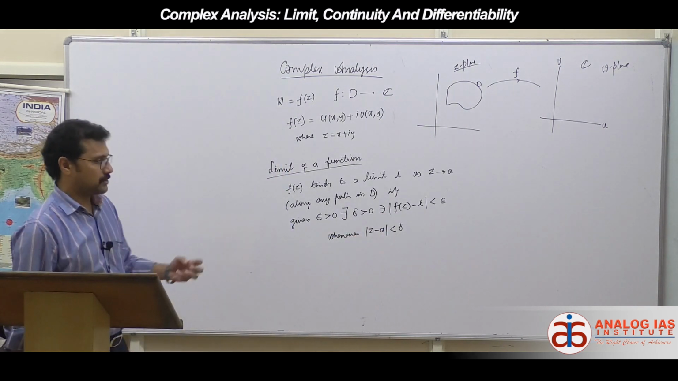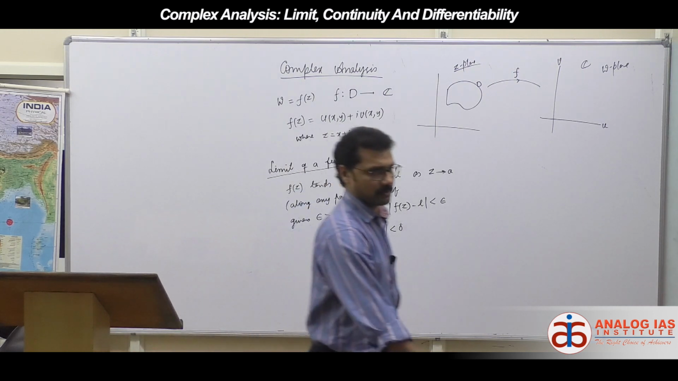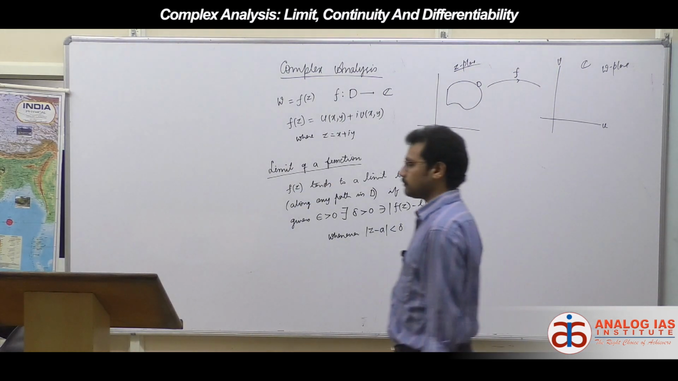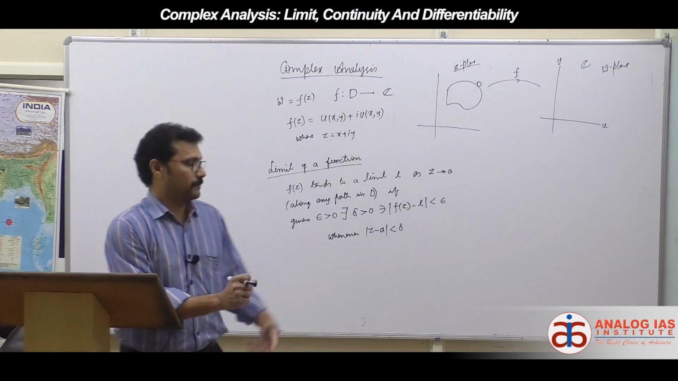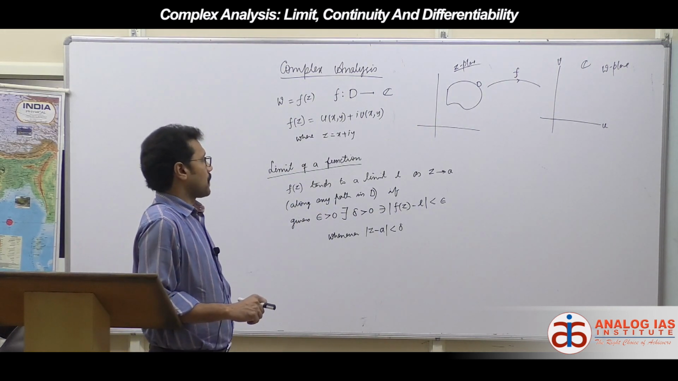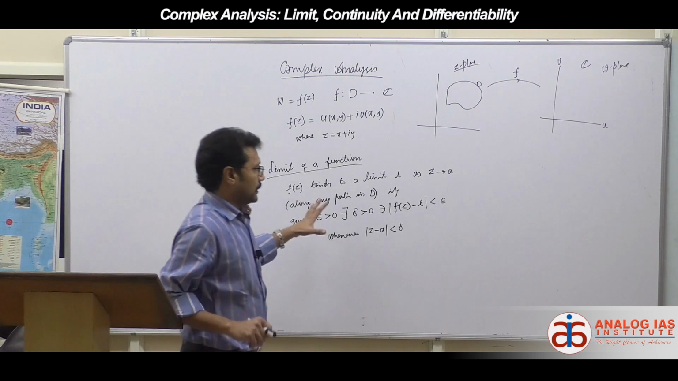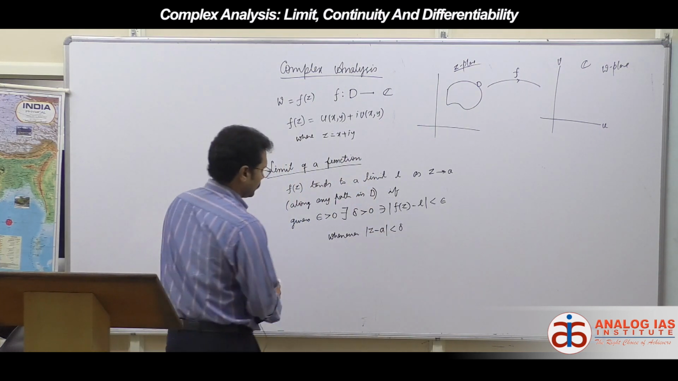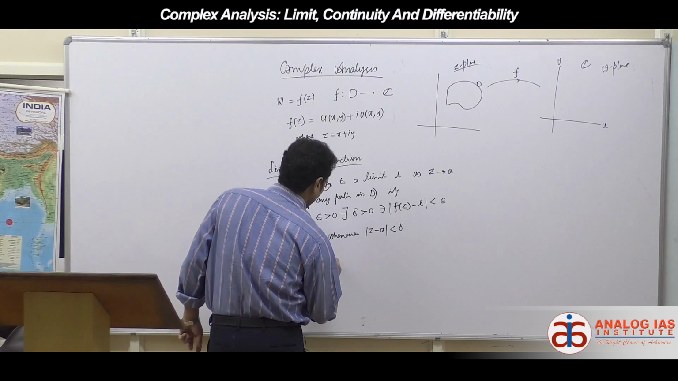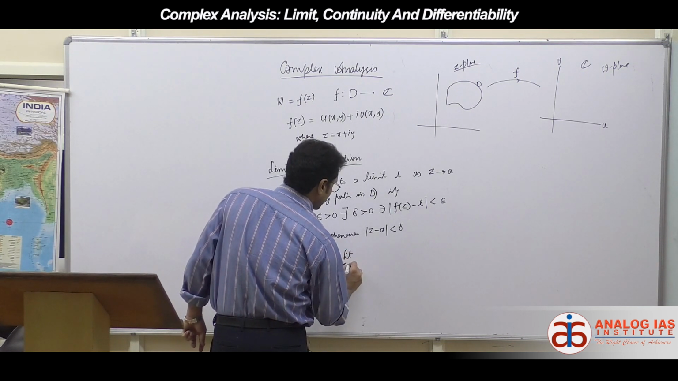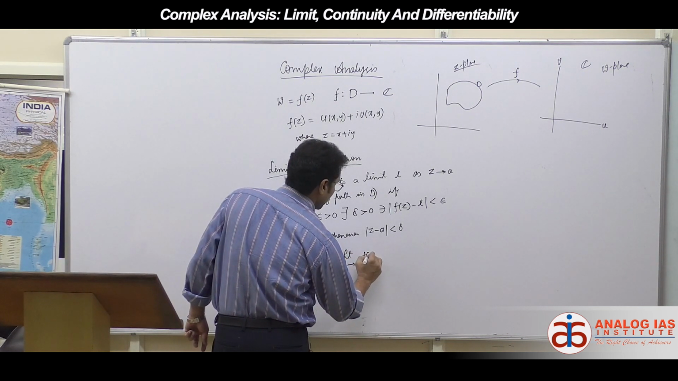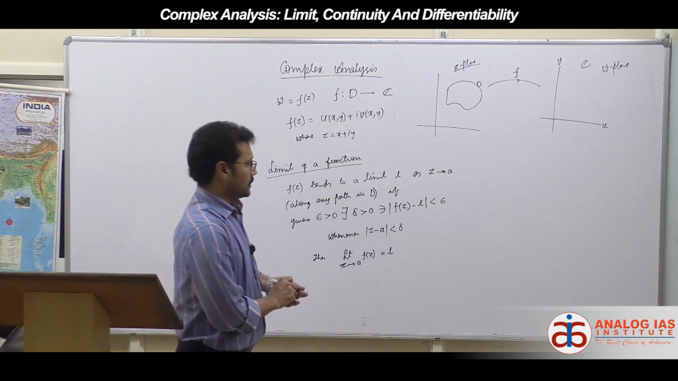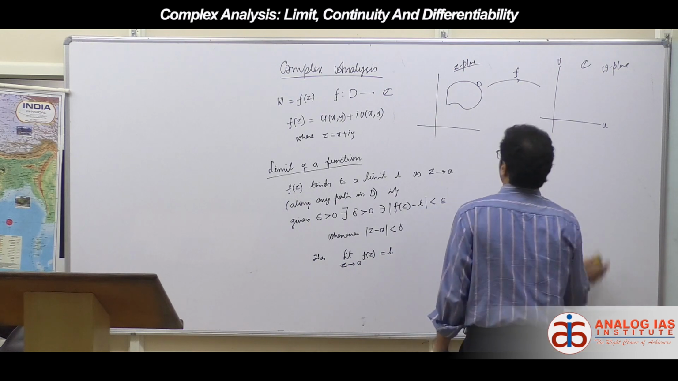Okay. This is in fact a classical definition of limit. We call it the classical definition of limit, and this is how a limit definition is formed basically. Then we write limit z tends to a f of z equal to L.